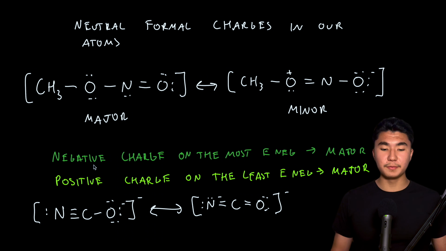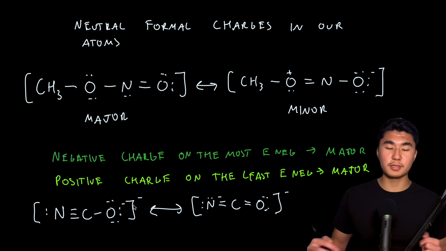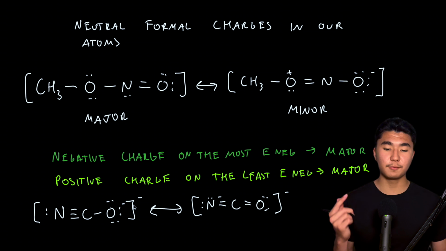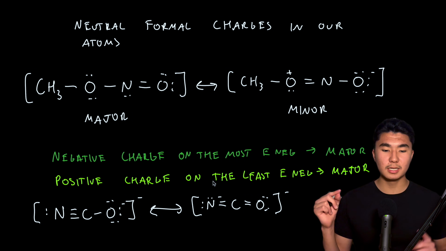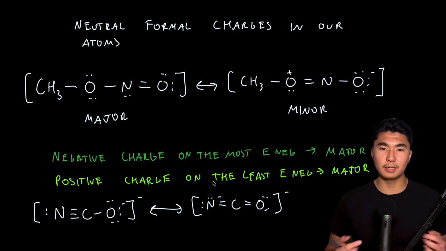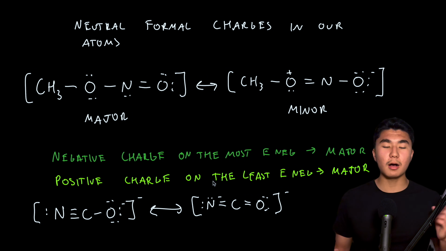Now, if we're following our rule of negative charge on the most electronegative is major, positive charge on the least electronegative is major, we're looking at negatives first. So we can forget about this rule of the positive charge because we only have negative charges. Now, if we look at each of our resonance structures, we see that oxygen has a negative charge in this resonance structure, while nitrogen has the negative charge. So I want you guys to pause this video and see if you can determine which one is major and minor. And a hint is which is more electronegative. Basically, that's the question I'm asking. Which one is more electronegative, oxygen or nitrogen? Because if you can answer that question, then you automatically know which one is the major resonance structure.